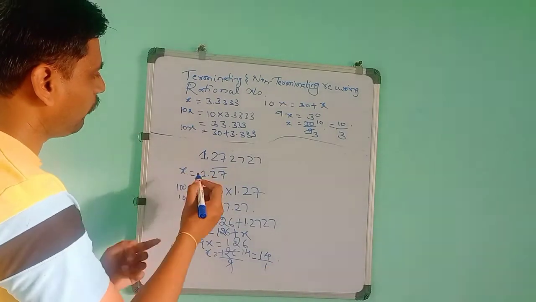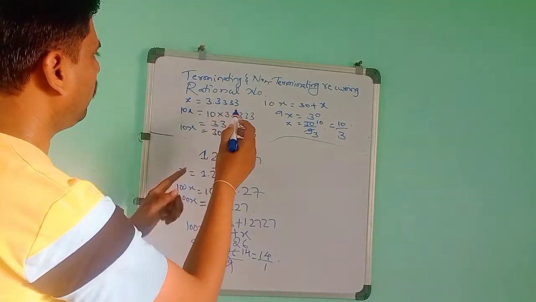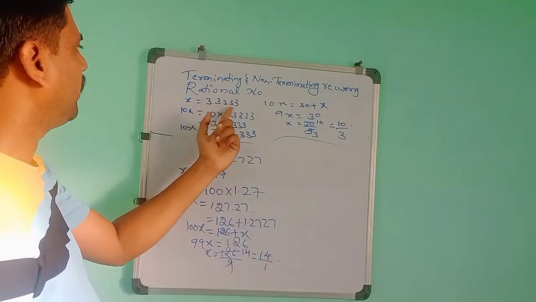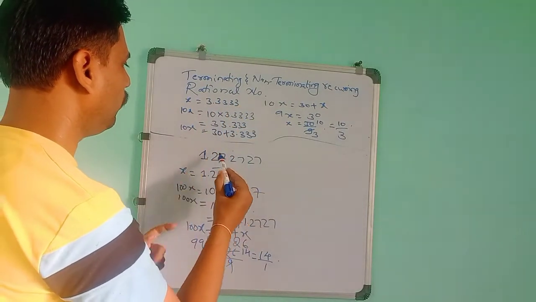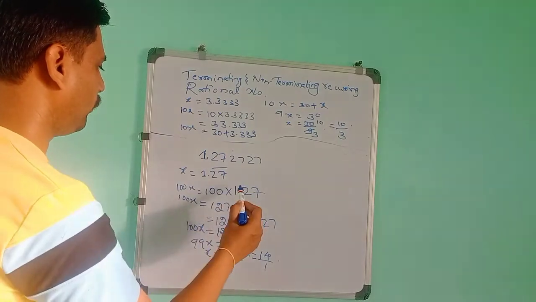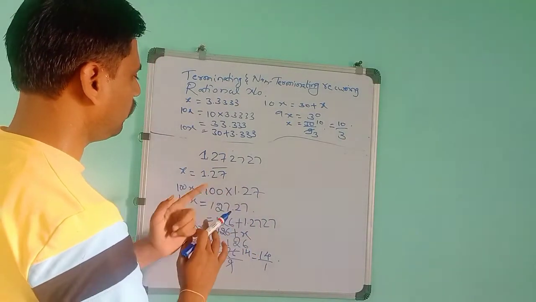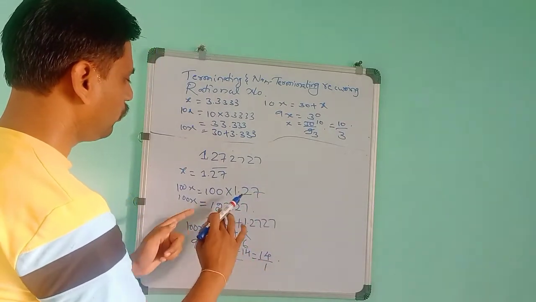So for this, I have taken 100 because it is recurring by two values. But the other one is recurring by only one value, 3 3 is coming. So here 2 7 2 7 is coming. So for two values you have to take 100. So 100 into x is equal to 100 into 1.27. Then 100 into 1.27 means 2 zeros are there, so the point will move two places.